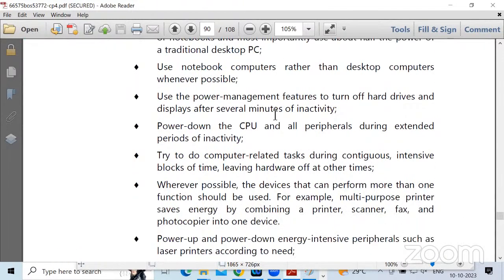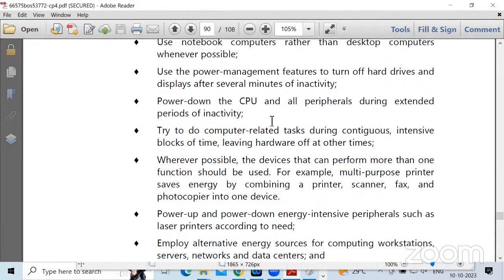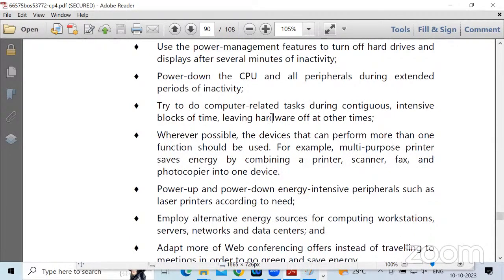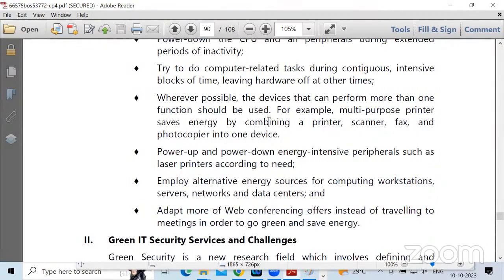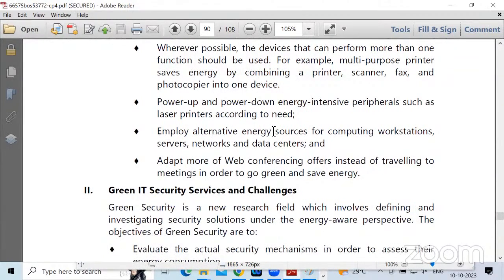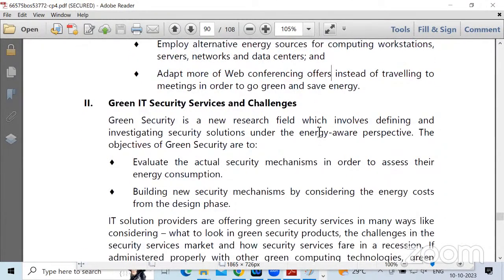Then use notebook computers, use power management systems, power down the CPU, and try to do computer related tasks during contiguous intensive blocks of time. Wherever possible, devices that can perform more than one function should be used, for example, a multi-purpose printer, scanner, fax, etc., which can be activated simultaneously. Power up and power down energy, employ alternative energy resources, adopt more web conferencing than traveling.